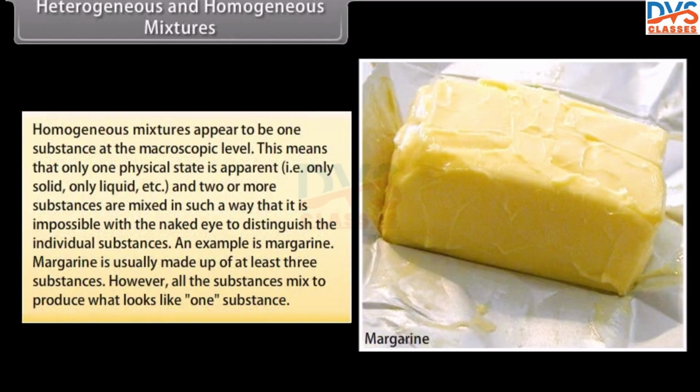Homogeneous mixtures appear to be one substance at the macroscopic level. This means that only one physical state is apparent, that is, only solid, only liquid, etc., and two or more substances are mixed in such a way that it is impossible with the naked eye to distinguish the individual substances. An example is margarine. Margarine is usually made up of at least 3 substances. However, all the substances mix to produce what looks like one substance.